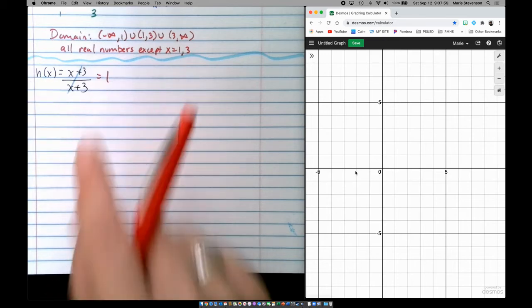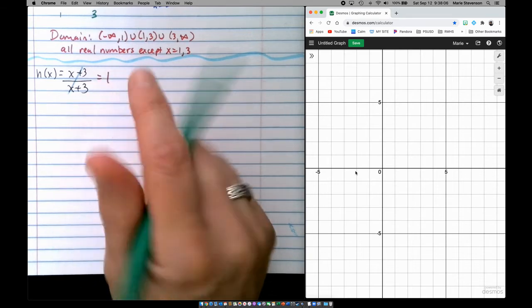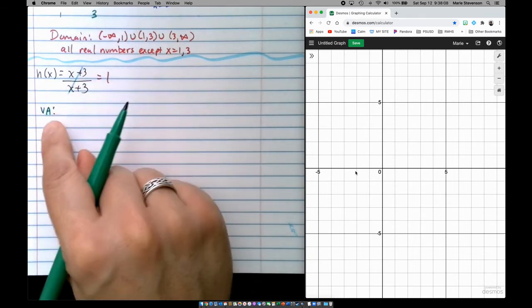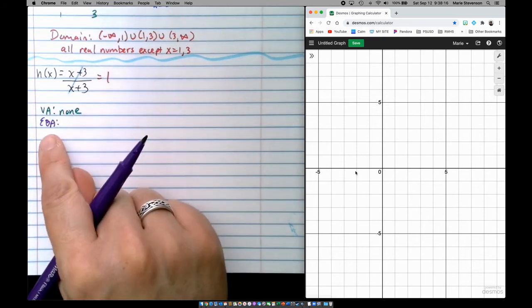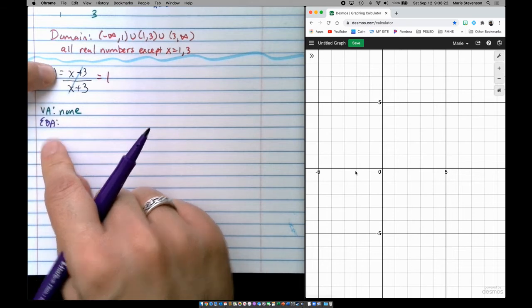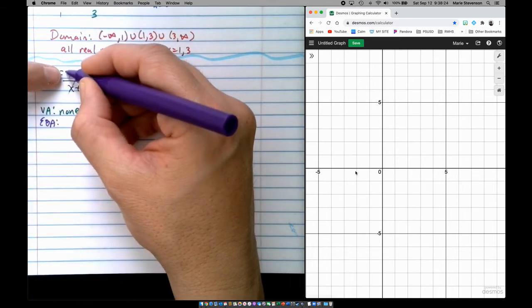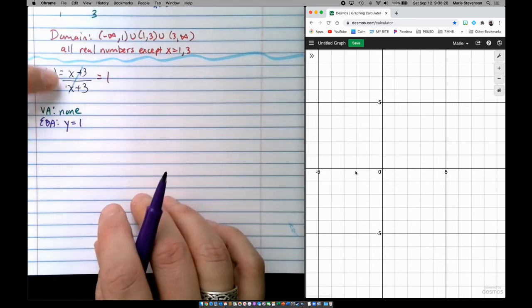So let's get to work. When I look and see here, and I realize there's no variables left, what this tells me is there's no vertical asymptotes. The end behavior asymptote, well, do you see how the degrees are the same? The degrees are exactly the same, so we're going to divide the coefficients. So this is 1 over 1, so this means the end behavior is y equals 1.